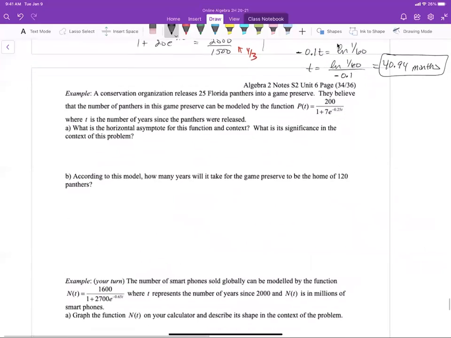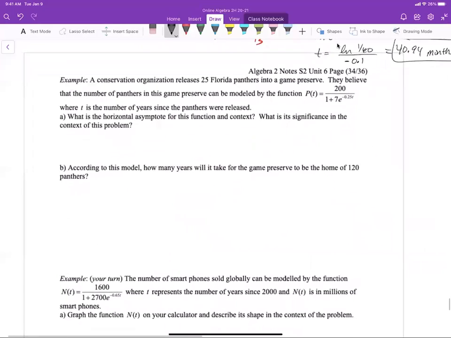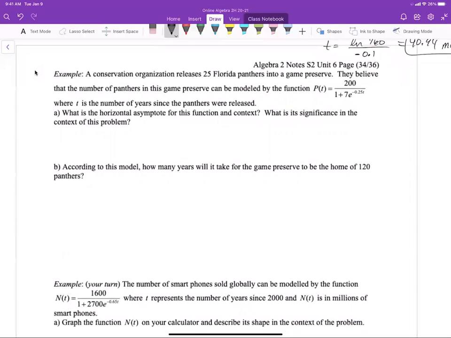Okay, we have a conservation organization that releases 25 Florida panthers into a game preserve. They believe that the number of panthers in this game preserve can be modeled by this function that's given, where t is the number of years since the panthers were released. It asks, what is the horizontal asymptote for this function in the context, and what is the significance of this?